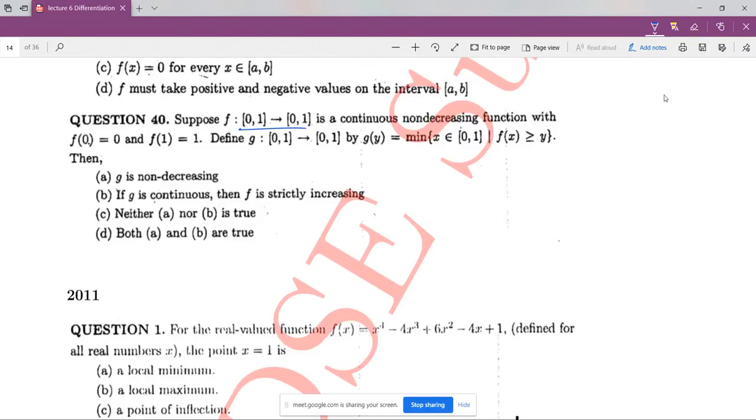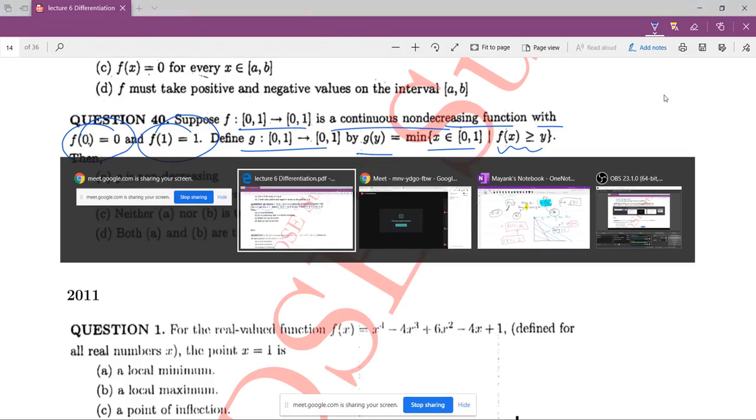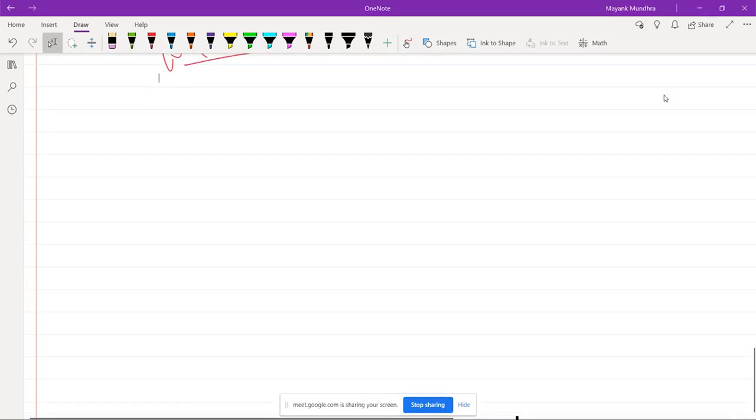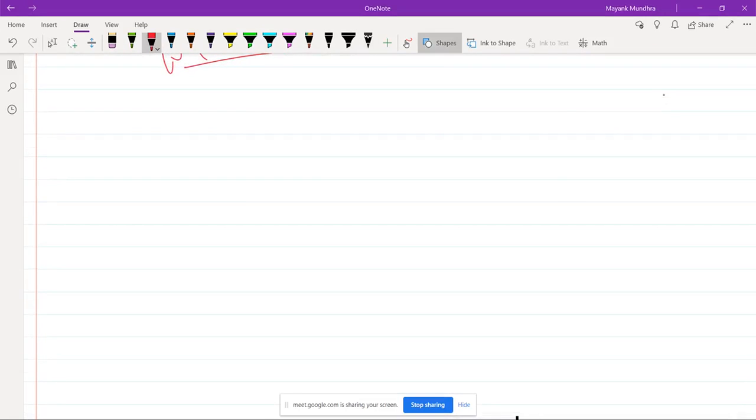f is a continuous non-decreasing function with f(0) = 0 and f(1) = 1. Define g by g(y) = min of x such that f(x) is greater than or equal to y. Okay, so the first part tells me that f is a function defined on the unit square, which starts from one corner and ends on another corner.